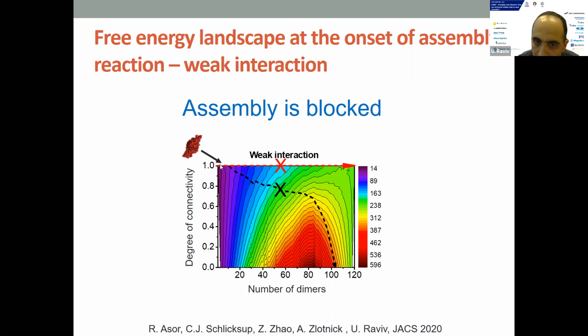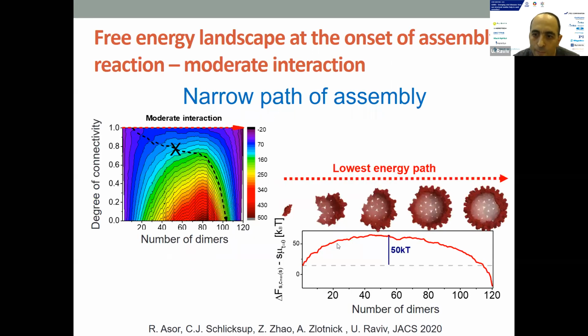This is the minimum free energy, and all the assembled structures are at much higher energies, and therefore there is an energy barrier for assembly. If we go to mild assembly conditions, which are close to the physiological assembly conditions, what we find is that the minimum free energy is at the capsid and at the compacted structure and close to the beginning at very low number of dimers.